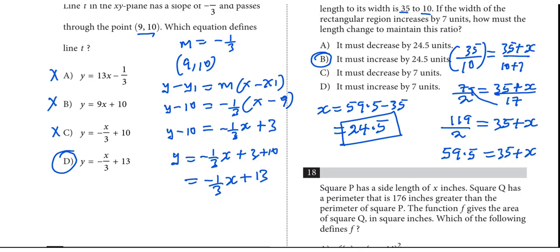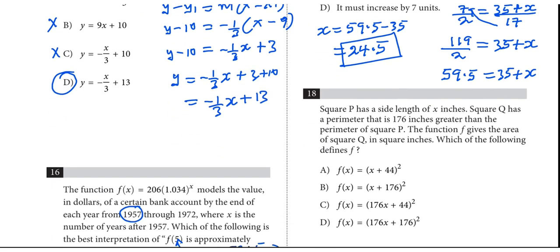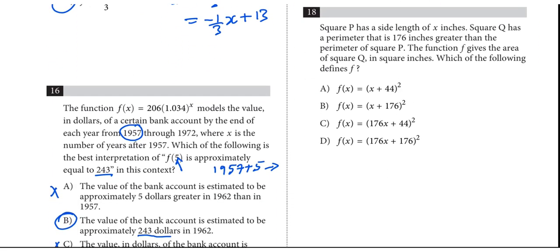All right, so let's go to question 18. Square P has a side length of x inches. Square Q has a perimeter that is 76 inches greater than the perimeter of square P. The function f gives the area of Q in square inches. Which of the following defines f?